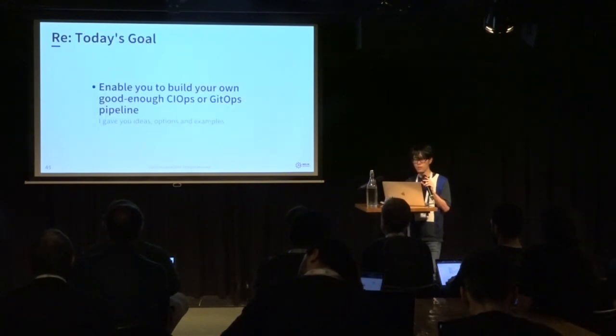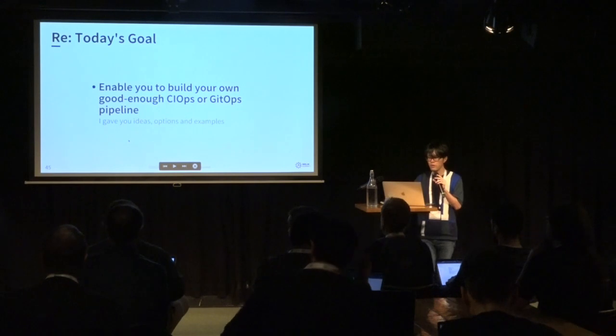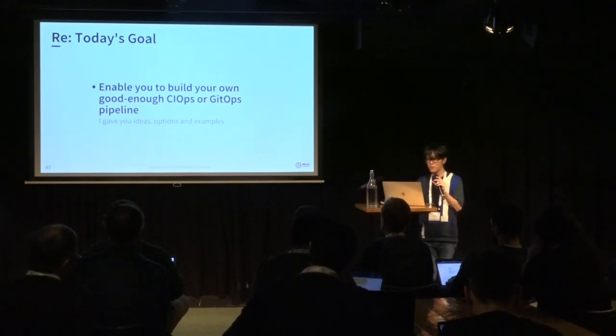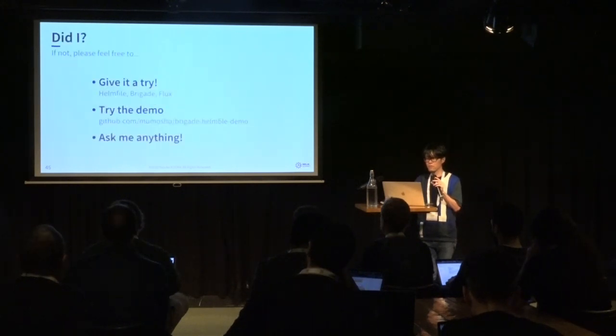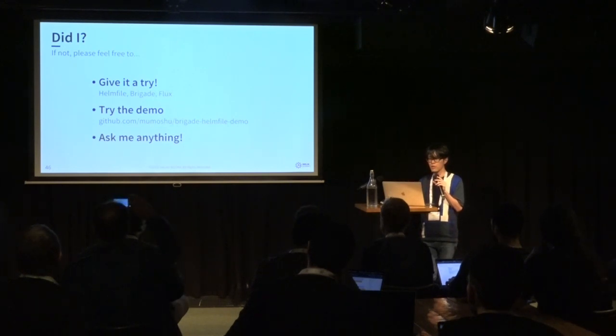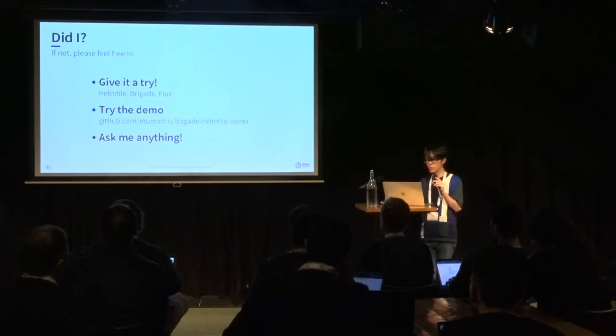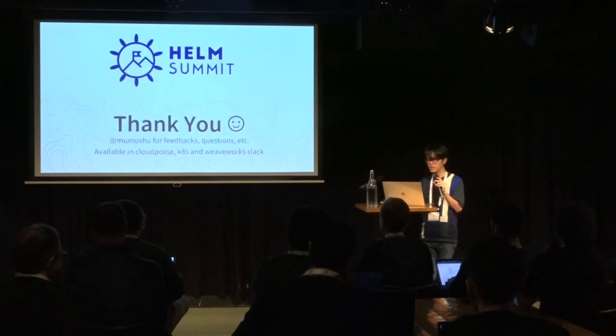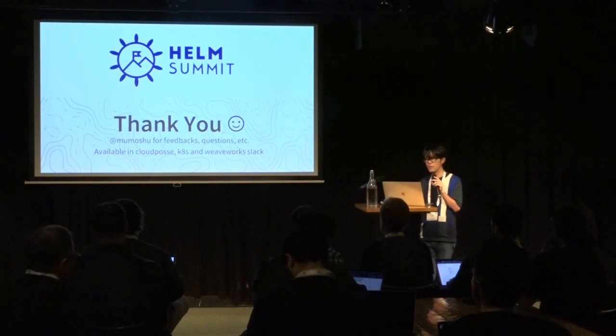Okay, so my goal today was to enable you to build your own good enough CIOps and GitOps pipeline. So I gave you ideas, options, and examples. So did I enable you to do that? I recommend you give it a try. There are easy tutorials for Helmfile, Brigade, and also Flux. And you can also try my demo hosted on GitHub, mumoshi brigade helmfile demo. You can also ask me anything in the Slack channels, in Cloud Pose, Kubernetes, and Weaveworks Flux channels.